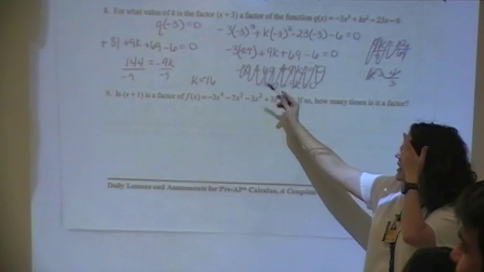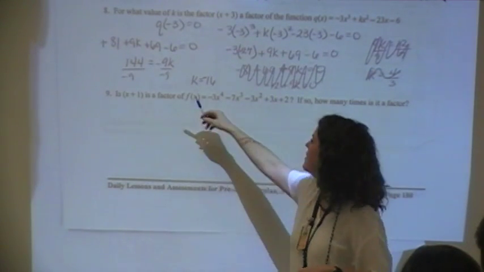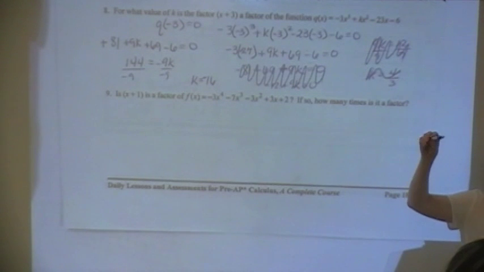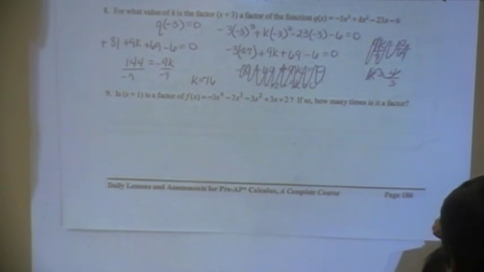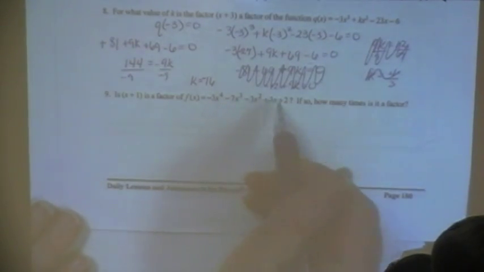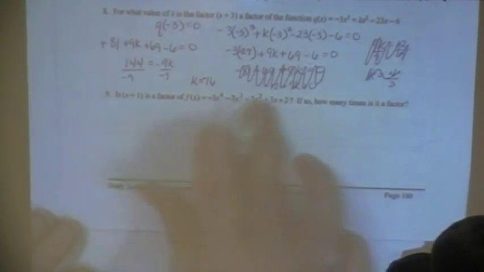Okay, so number 9, they're asking me if x plus 1 is a factor, and if it is, how many times? So they're asking me essentially, is it possibly a double root, or maybe even what we would call a root with a multiplicity of 3? So we're going to have to synthetically divide. 4, 3, 2, okay. I have all my descending exponents. I'm going to put a negative 1 in the box.